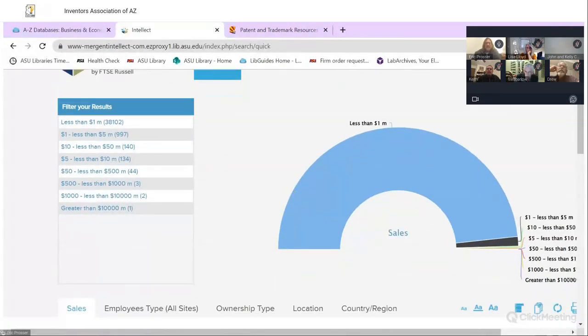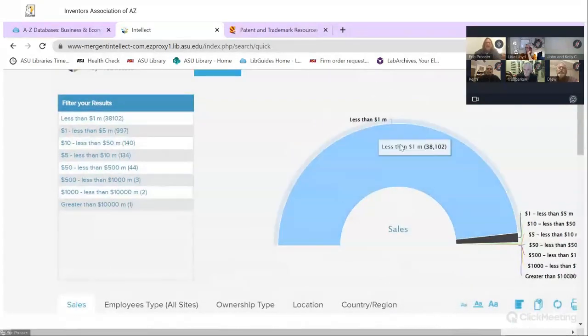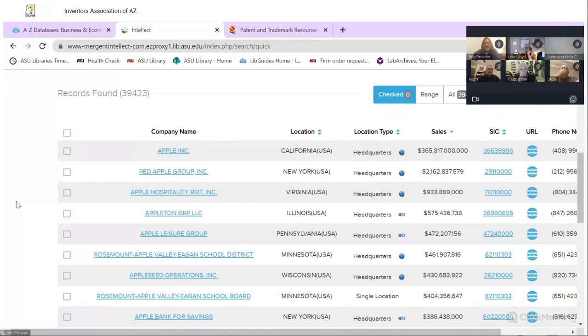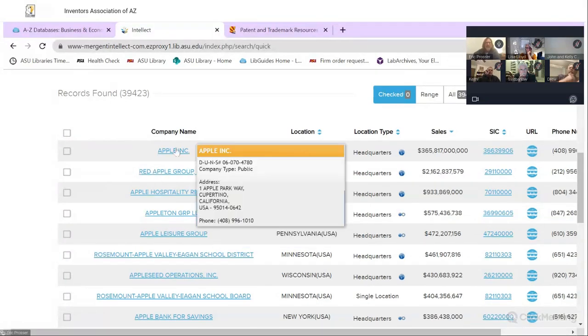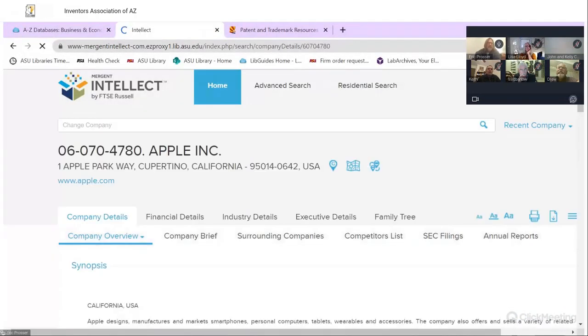And immediately it's starting to give me some information, but let's ignore this right now, because even though this looks like a fun graph, essentially what it's telling me is there's 38,000 companies out there that make less than $1 million that have Apple in their name. What we really want to do is come down here and look for a specific company. In our case, when we say Apple, most of us probably think of Apple up in Cupertino. A few of us may think still of Apple Records.